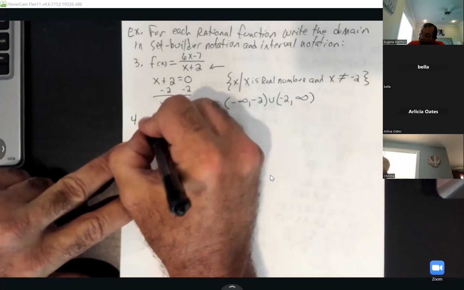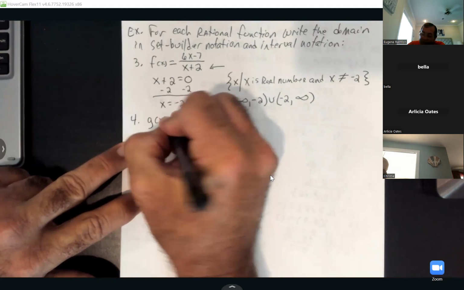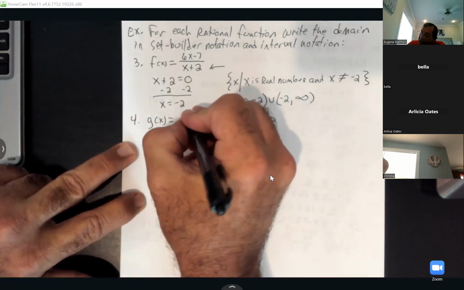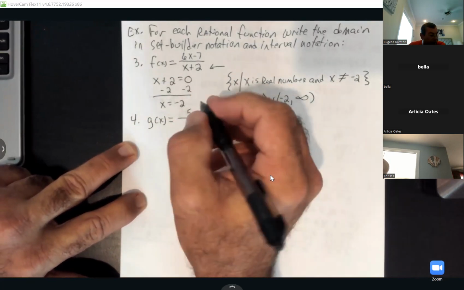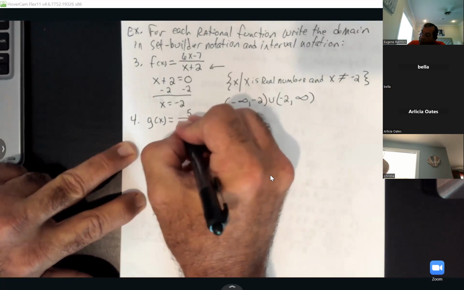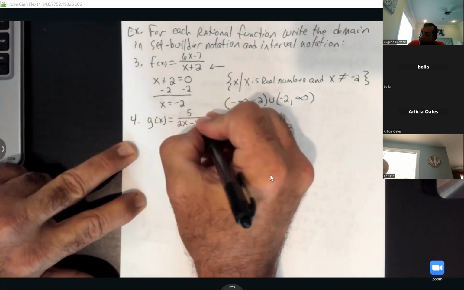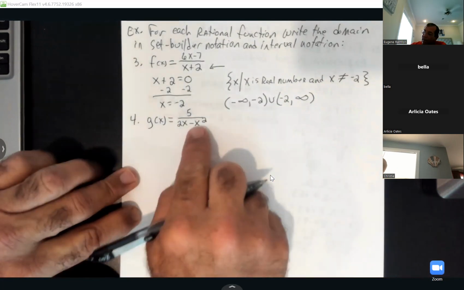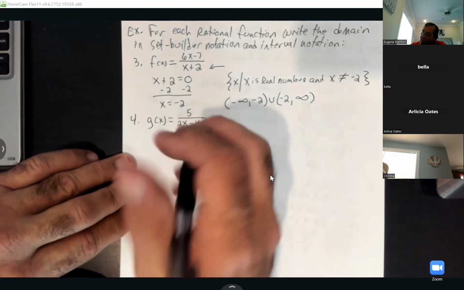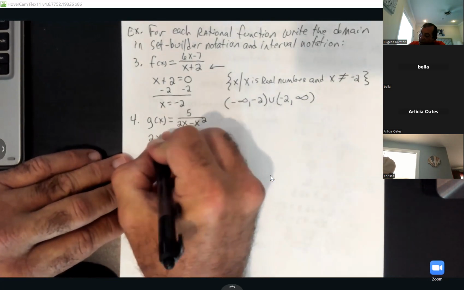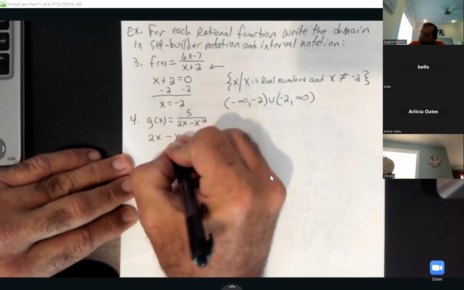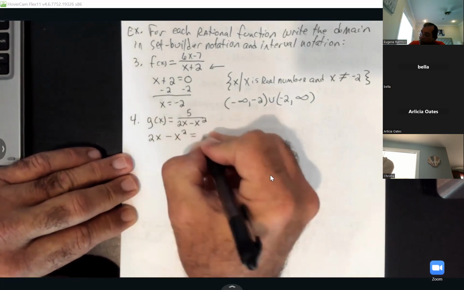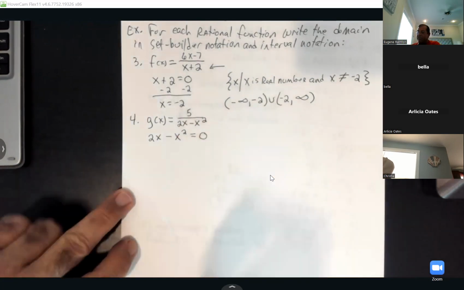All right, so same thing on number 4. They got g of x equals 5 over (2x minus x squared). All right, so once again, we're going to set the bottom equal to 0. 2x minus x squared equals 0.